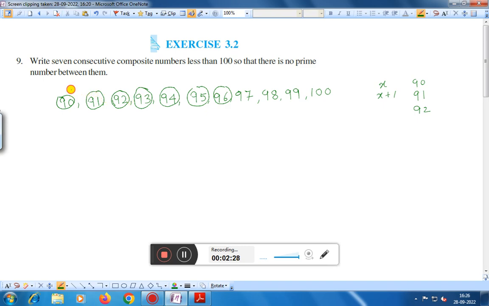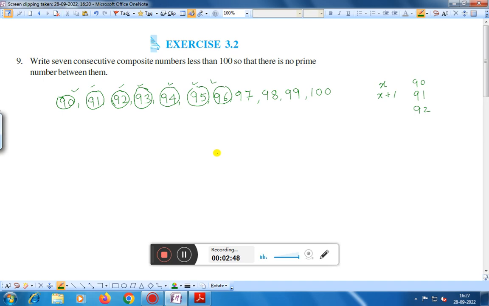How many numbers are there? 1, 2, 3, 4, 5, 6, 7. Right? And these are less than 100 also. Therefore, we write 7 consecutive composite numbers less than 100 so that there is no prime number between them. And you see, there is no prime number between them.